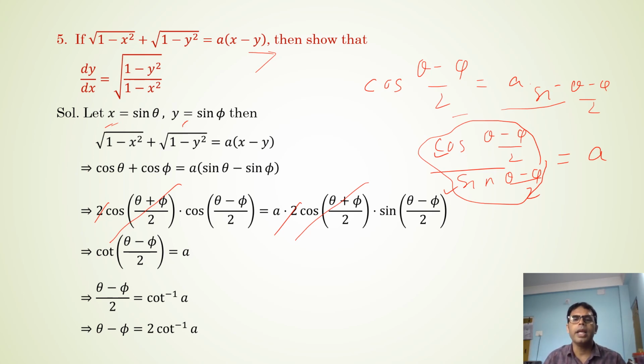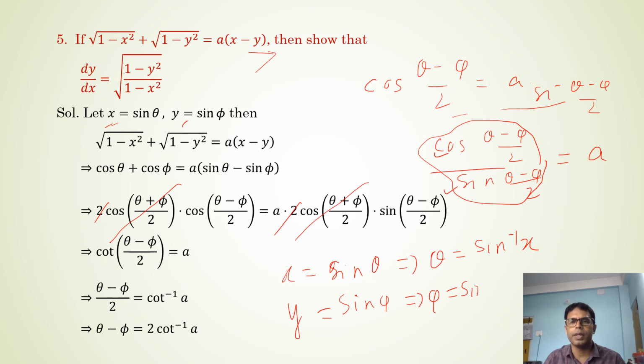Now again replace theta and phi. Theta, we had x equal to sin theta only, so theta is simply sin inverse x. Similarly for y, the value was sin phi, so phi is simply sin inverse y. Use these two values in place of theta and phi. Okay, so you write the next line, I am erasing.